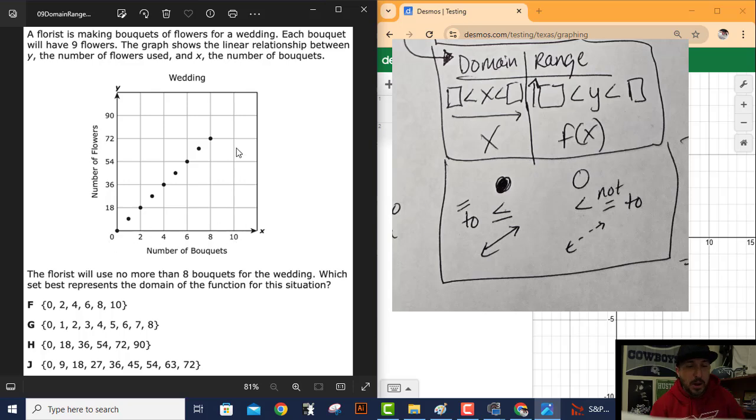Well, that is true. But wait, there's nothing on the 10. The 10 is not being used, so I don't want the 10 in here. So it can't be choice F. Let's see, choice G starts off at a 0, goes to 8. Let's see, 0, yes, yes, yes. Ooh, I like him. 0 to 8, I like that.